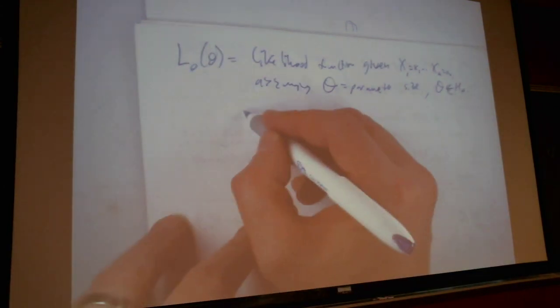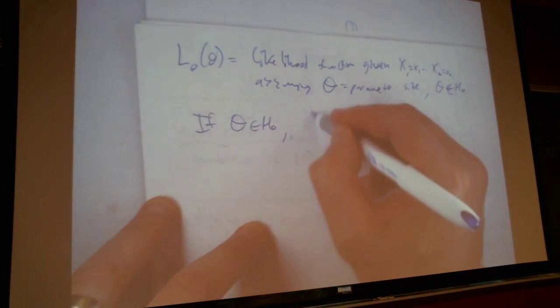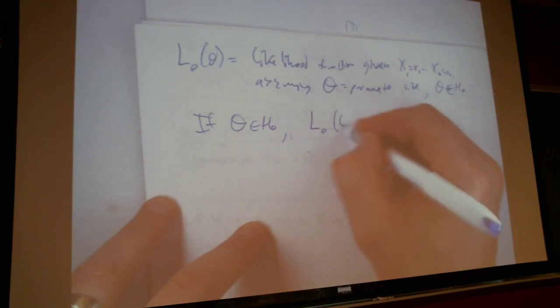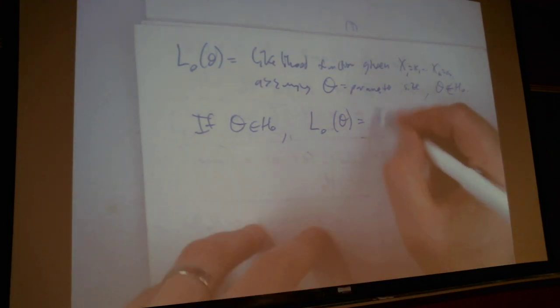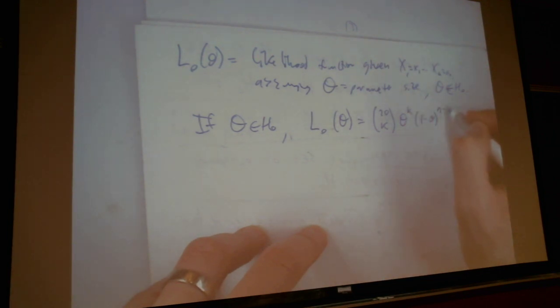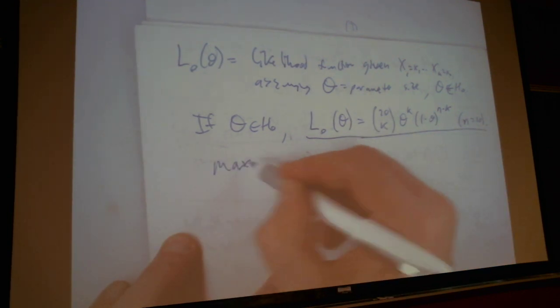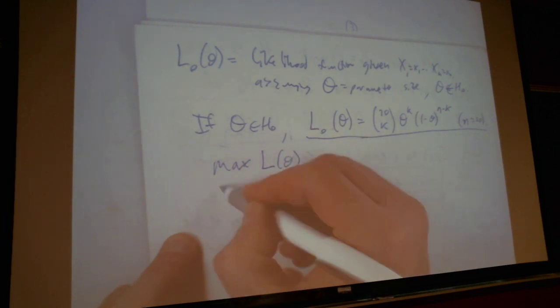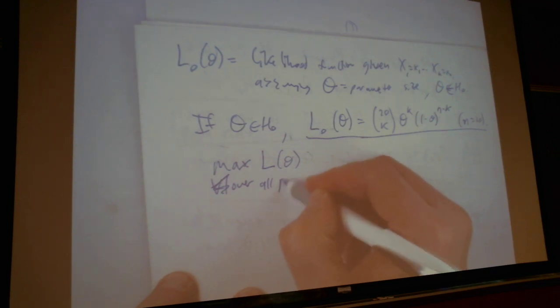In other words, what was the likelihood? So if theta is in H0 in our example, the likelihood of a particular outcome, let's say you saw k coin flips, k heads, was exactly this inner function, n minus k, where n is 20 in our example. Now, how do you maximize? What's the maximum value? So let's call this max L of theta over all possible values of theta.